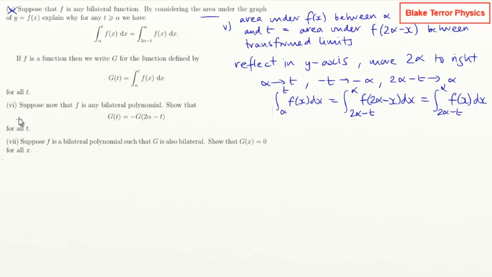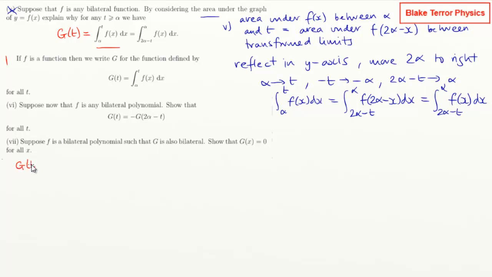Part 6. Oh, I've got to read this bit first. If f is a function, then we write g for the function defined by g of t, this integral. So g as a function of t is equal to this. It's the area as we change t, because alpha is fixed, and that's for all t. Suppose now that f is any bilateral polynomial. Show that g of t equals minus g of 2 alpha minus t.